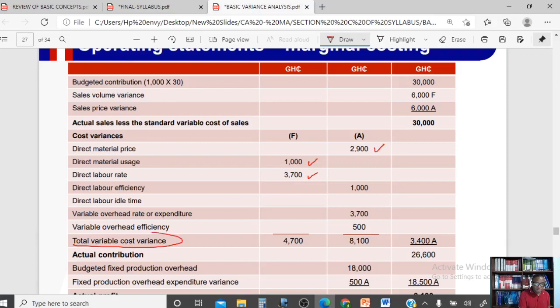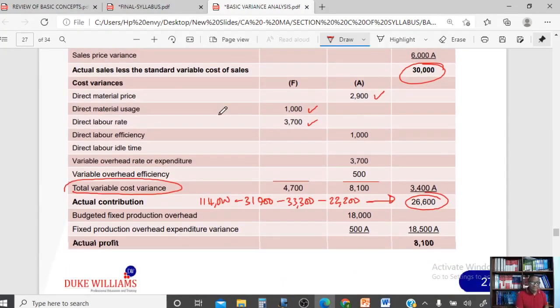But then total variable cost, and we know variable cost out of sales gives us contribution. So this is effectively the actual contribution, and you can check it: we had sales of 114,000, materials 39,000, labor 33,300, variable overhead 22,200, and that should give you about that. Yeah, actual contribution. Now that we have the actual contribution, the budgeted fixed production overhead, we needed to bring that down, and watch, it is always under the adverse because that is an expenditure, and our budget was 1,000, and the fixed overhead absorption rate per unit gives us 18,000. Then the overhead expenditure variance.